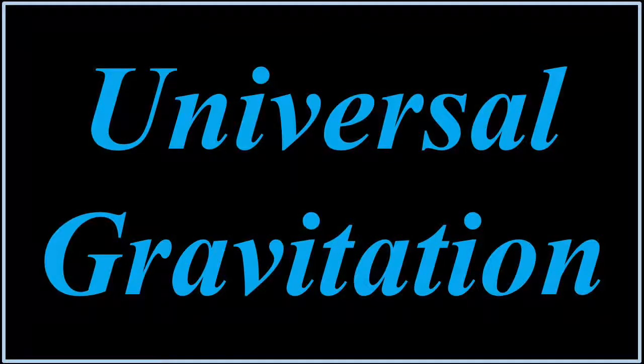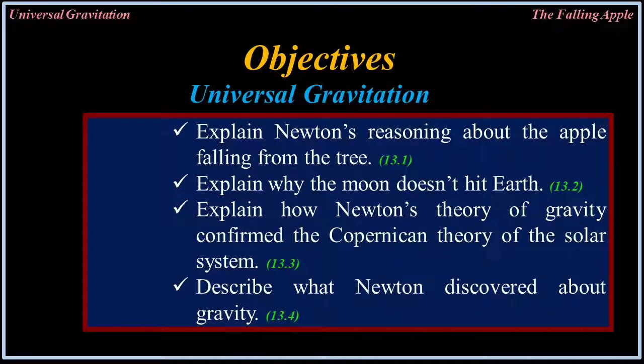Universal gravitation. Objectives: Explain Newton's reasoning about the apple falling from the tree. Explain why the moon doesn't hit Earth. Explain how Newton's theory of gravity confirmed the Copernican theory of the solar system. Describe what Newton discovered about gravity.